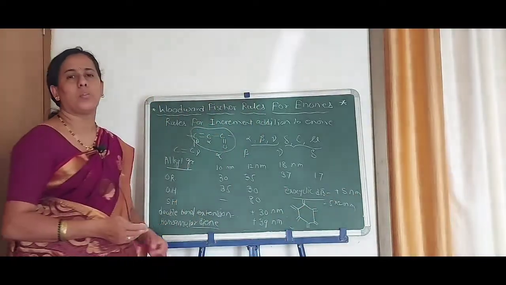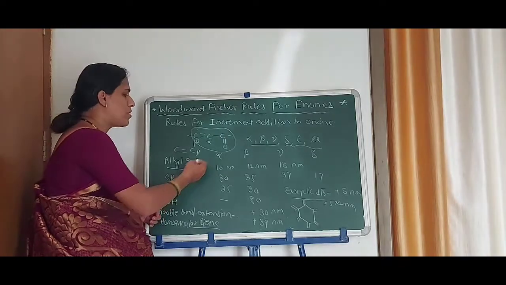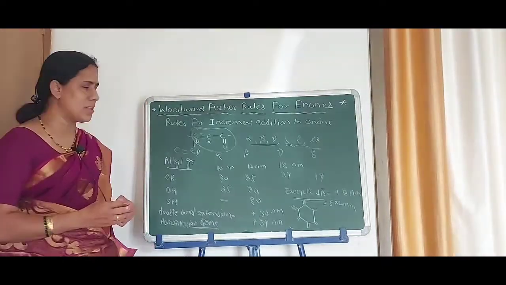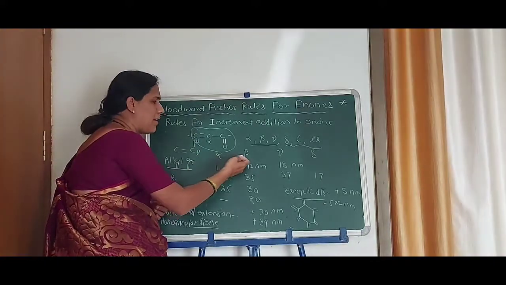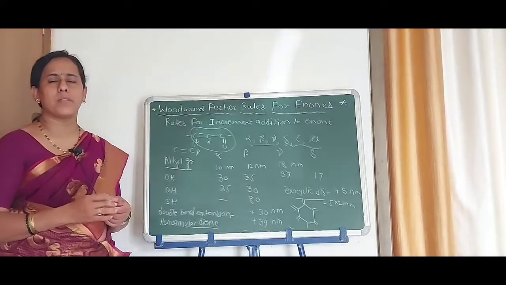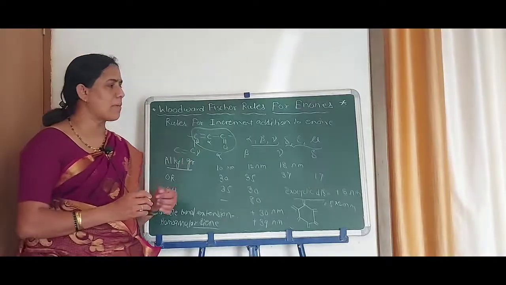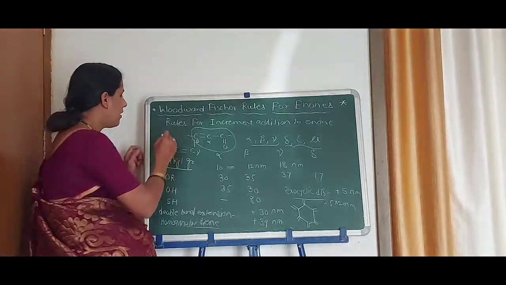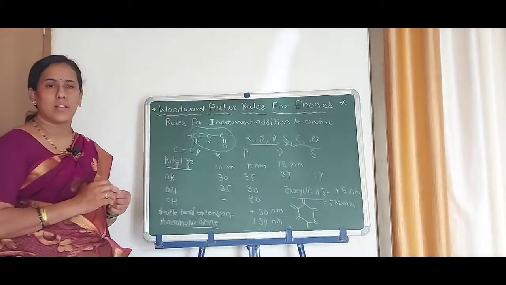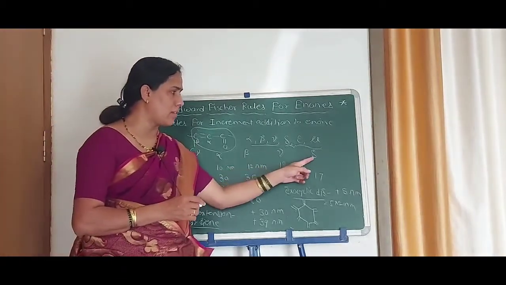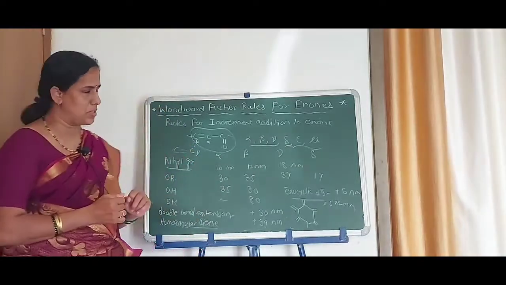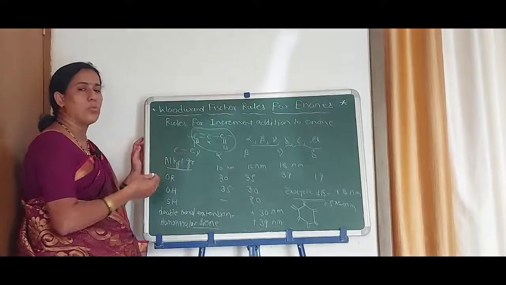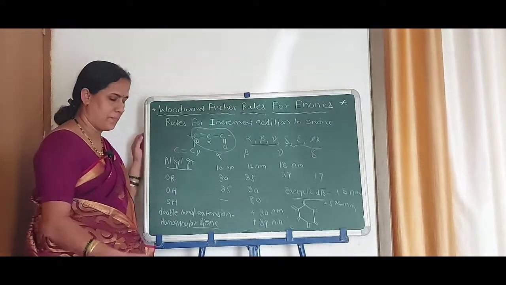In this way, you can add the number of increments attached to the alpha, beta, gamma and delta positions. Generally, the attachment is at the alpha, beta and gamma. Sometimes there are rare problems in exams where you have to take the delta and epsilon positions. Now let us start the problems one by one, so you have to understand it very well.